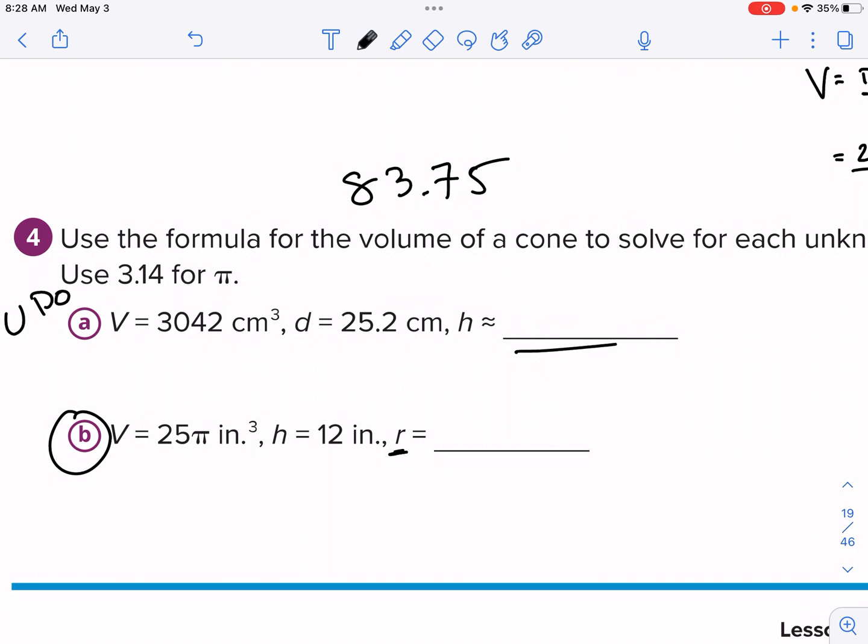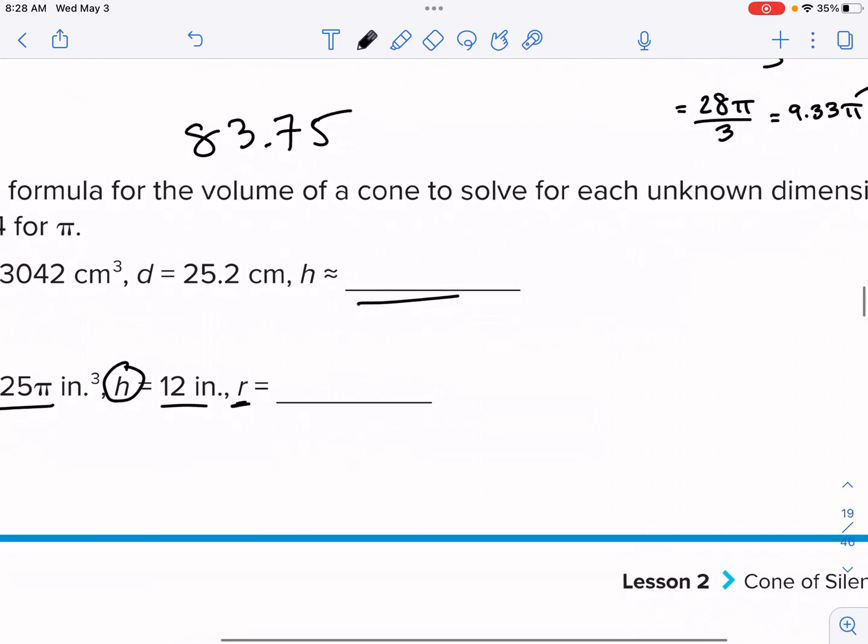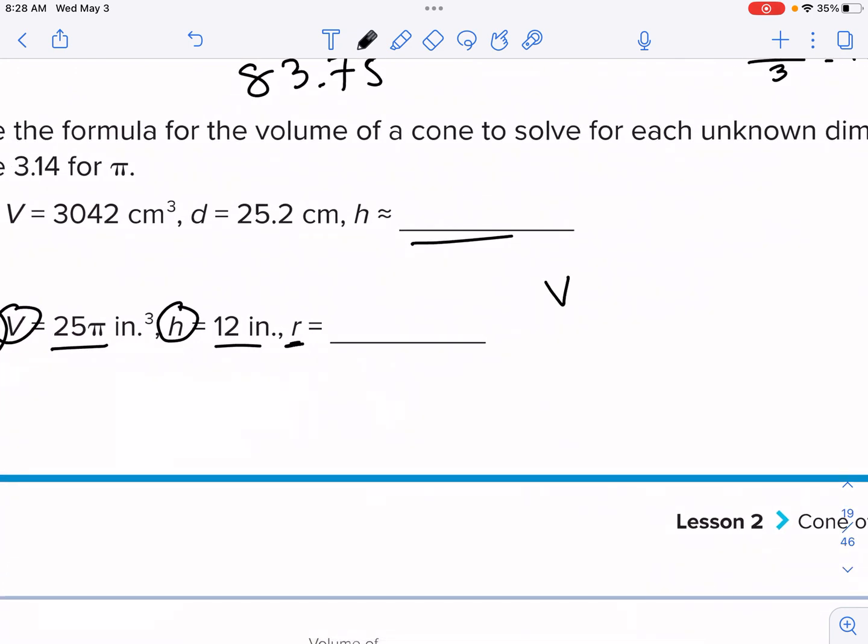So we have the height, we have the volume. We just got to figure out the radius. So let's use our formula. Always start with your formula. This is something that we did in our notes. So we're saying that the volume is 25 pi. So let's plug that in for V. 25 pi equal to. We have the height is 12, but we don't know what the radius is. So I'm still going to keep this as r squared times 12.